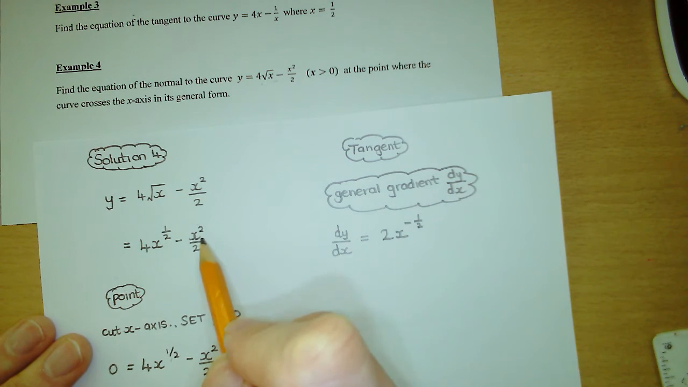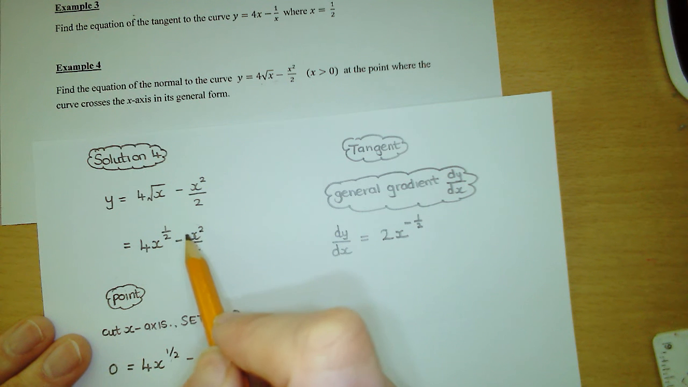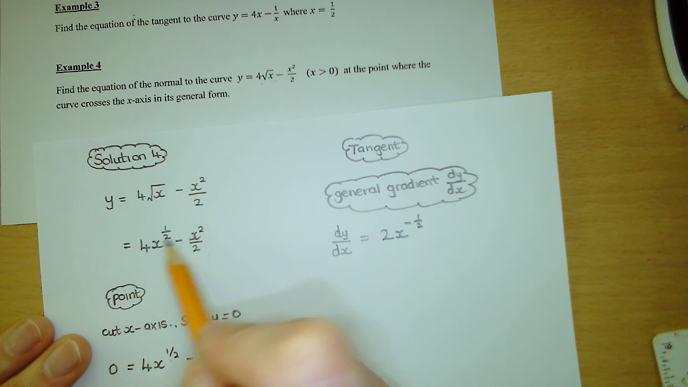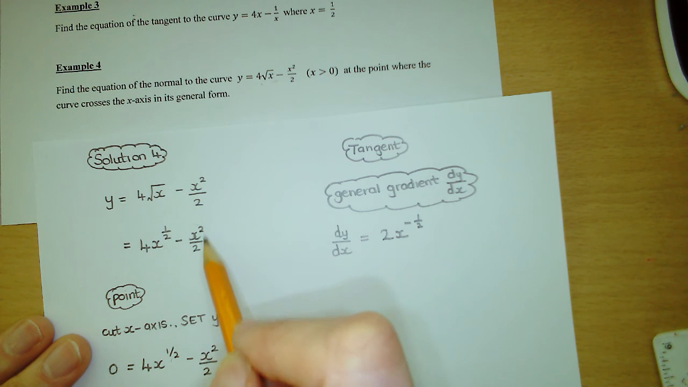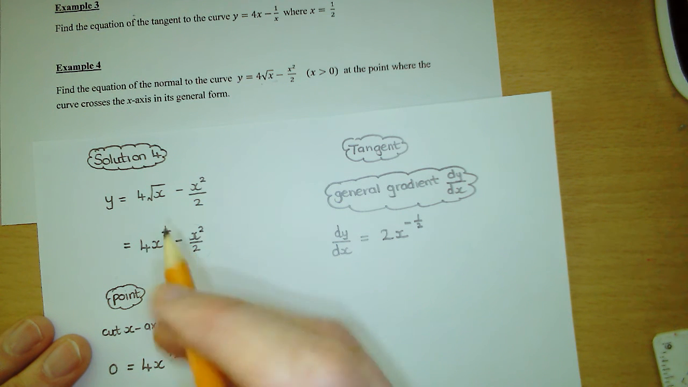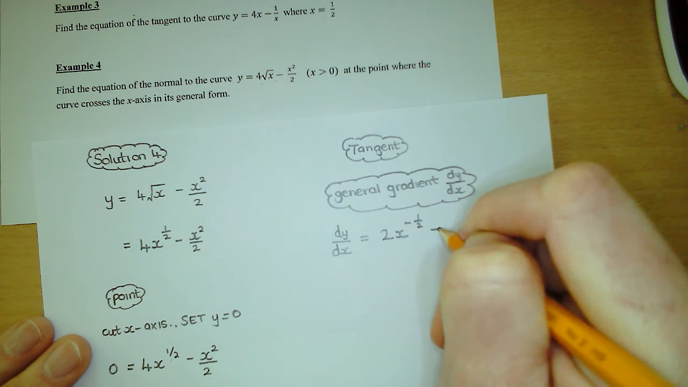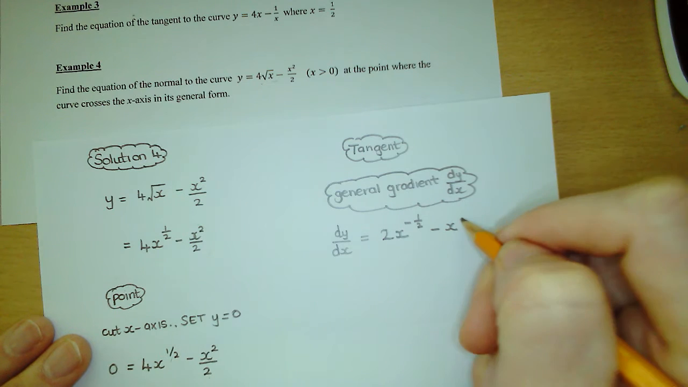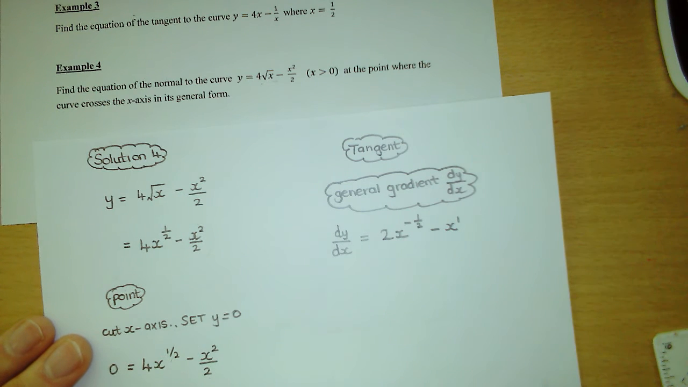And then the next term, minus x squared over 2, multiplied by its power. So it's going to be 2 multiplied by minus x squared over 2. So the 2 on the top is going to cancel with the 2 on the bottom. So that's just going to give us minus x. And then subtract 1 from the power. So it's just going to be minus x to the power of 1.